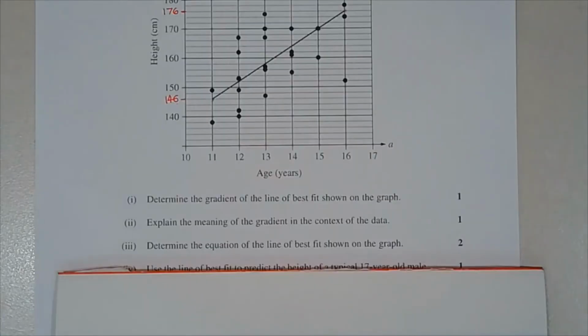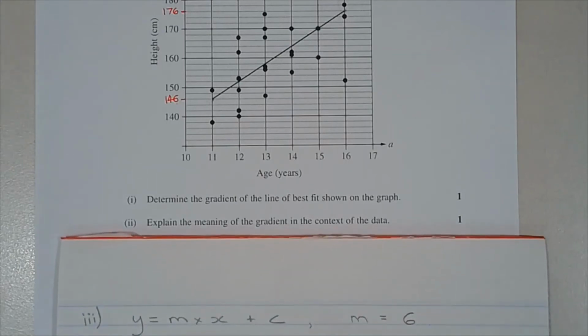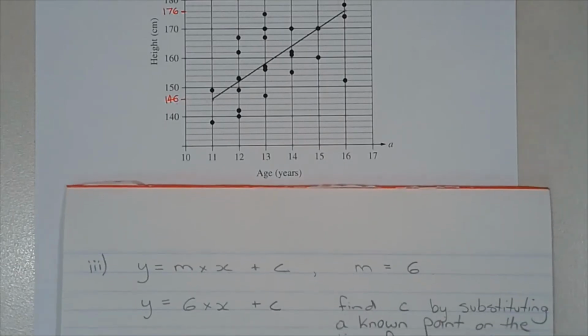Part 3. Determine the equation of the line of best fit shown on the graph. Now the line is in the form y equals mx plus c. That's the gradient intercept version of the line. So let's start off with that. Y equals m multiplied by x plus c. And we know that m equals 6, and we found that in part 1 earlier. So let's substitute m equals 6 into this equation. So now we have y equals 6 multiplied by x plus c.